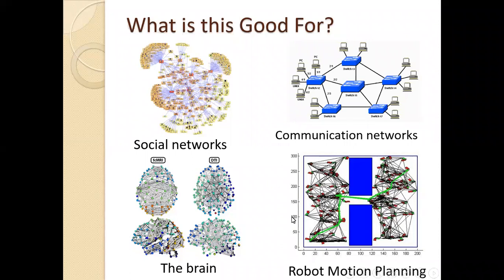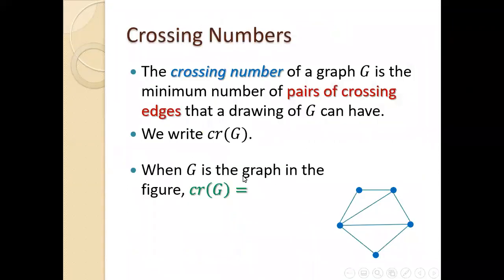And really, this is one of the most common objects you see today. It's modeling so many things. You can spend years studying it. We just need one thing about it. The crossing number of a graph. What is the crossing number of a graph?